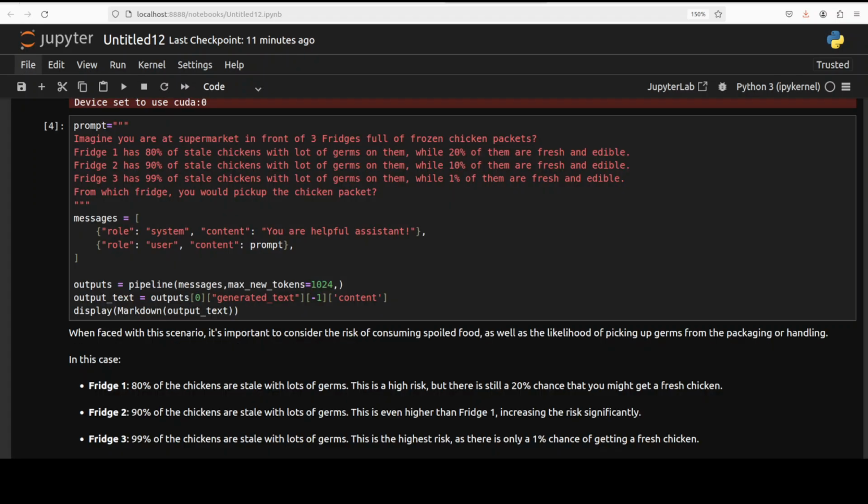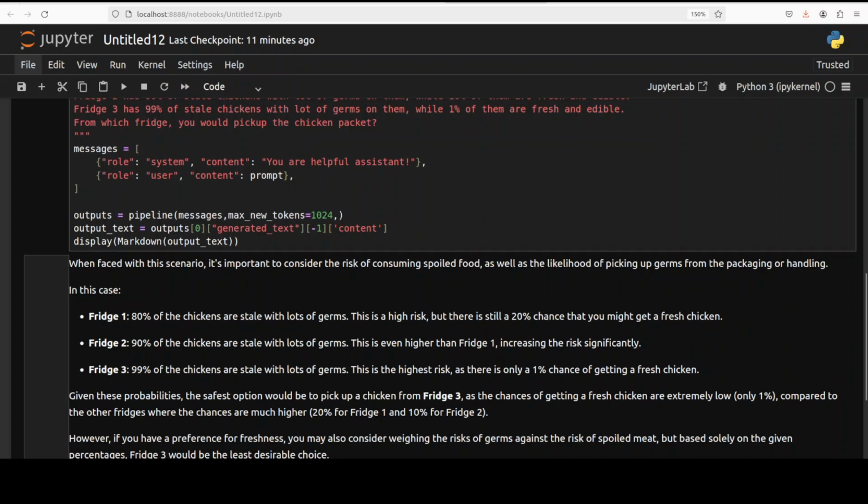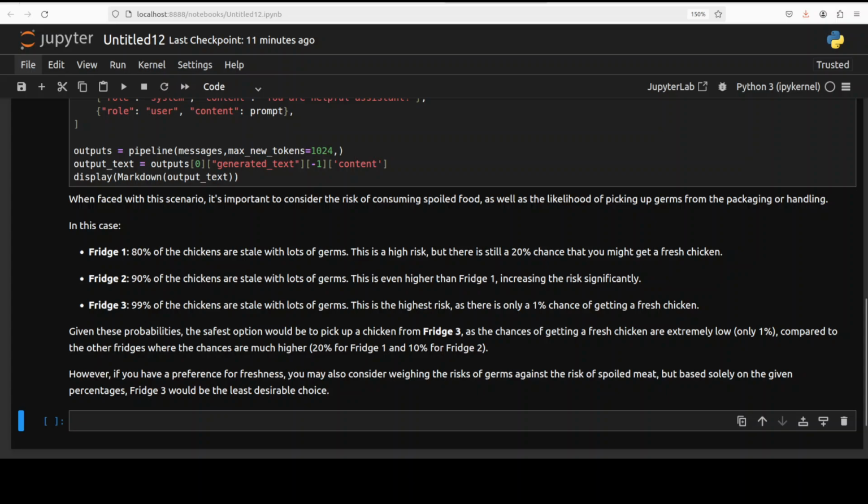Let me run it. Okay, so the model has come back with the response and I have just marked it down for the readability. So it says when faced with this scenario, it is important to consider the risk of consuming spoiled food. That is good. So not only am I checking here the language, I'm also checking the logical reasoning and the common sense and what exactly is this model factoring in. So it is understanding that 80% of chicken, this is high risk. 90% of chicken, this is even higher. 99% of chicken, this is highest risk.